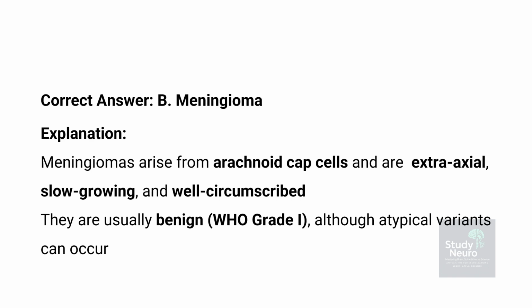On MRI, meningiomas typically show intense enhancement with a characteristic dural tail sign, and hyperostosis of adjacent bone is a common finding. While the majority are WHO grade 1, certain histologic variants, such as chordoid and clear cell meningiomas, are classified as grade 2 due to a higher recurrence rate, and rhabdoid meningiomas are often grade 3 because of their aggressive nature. Remember, when you see a dural-based, well-circumscribed lesion with a dural tail, think meningioma.